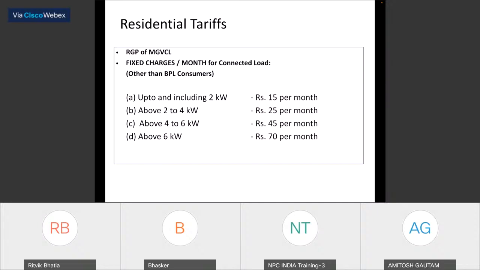Now, this is the residential tariff for which we charge fixed charges: up to 2 kW, it is 15 rupees per month. From 2 to 4 kW, it is 25. From 4 to 6 kW, it is 45 rupees per month. And above 6 kW, it is 70. Just see how far apart: at 2 kW it is 15 and at 6 kW it is 70. Please see that the connected load you declare, for which you pay the fixed charge, is not more than 3 to 4 kW for your residential sector.